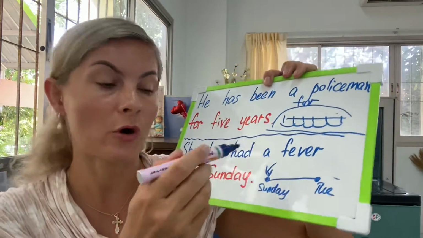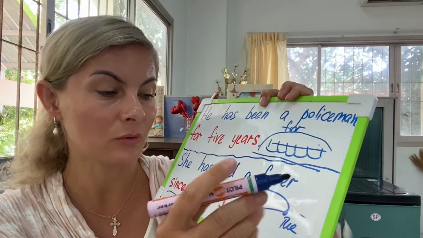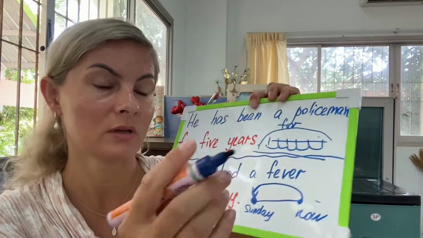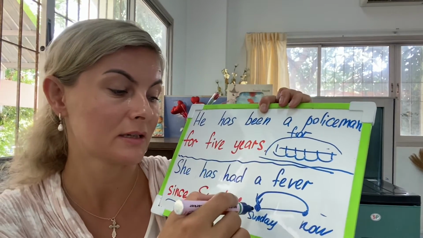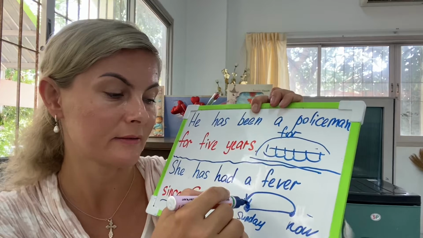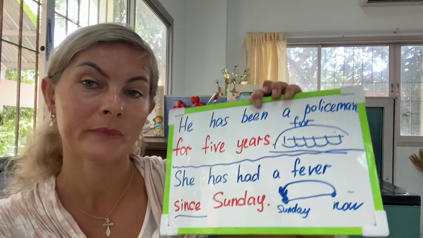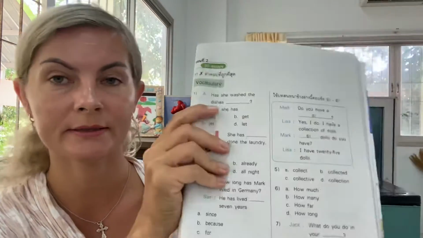So from this moment until now, I don't know how many days, it depends. So from Sunday, it means since Sunday. Since Sunday, she has had a fever. You need to feel when to use since and when to use for. And then you can do these exercises.